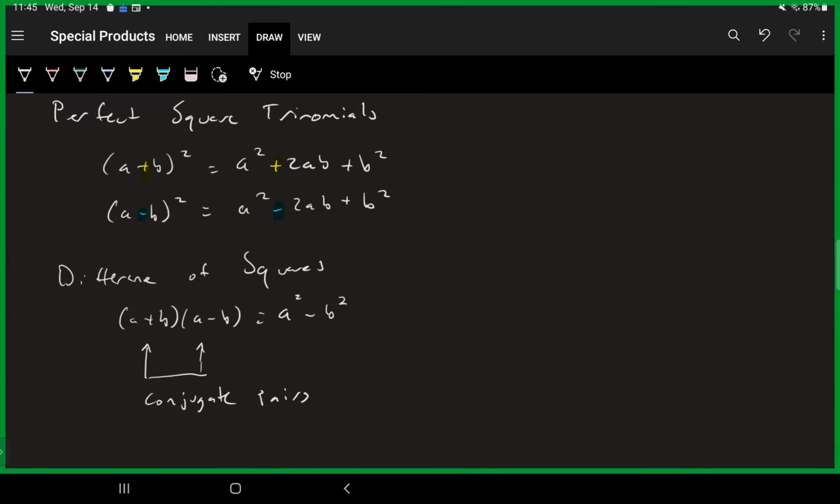And the other thing, there's no such thing as a formula for sum of squares. So you might be saying, well, what about a squared plus b squared? There's no special formula for that right now. And we'll address this multiple times in different contexts throughout these videos.